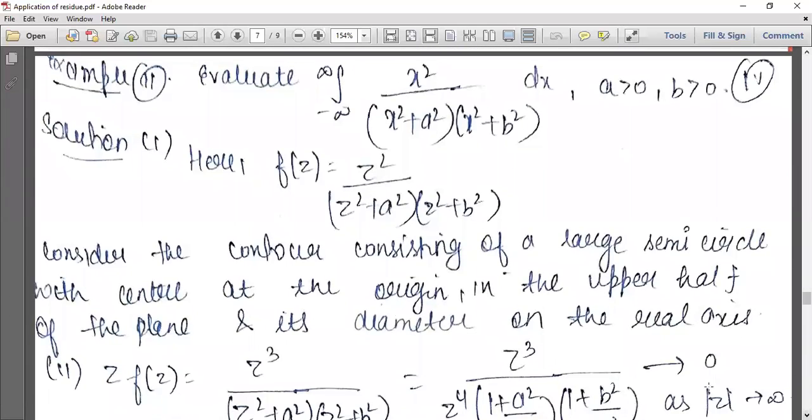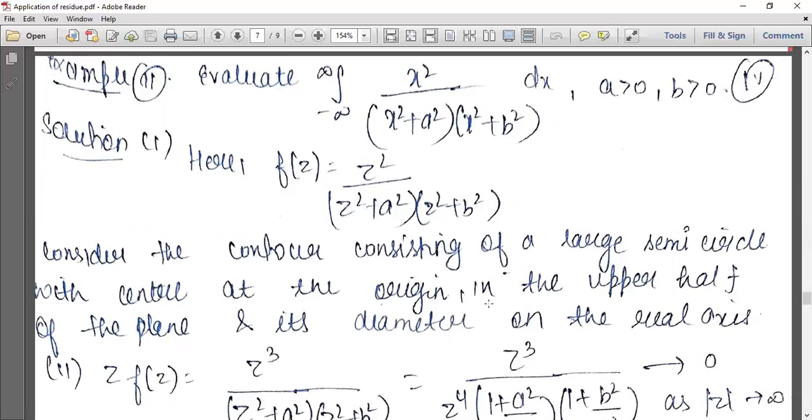So let's have one more question of this second type, which is: evaluate the integral from minus infinity to infinity of x square divided by (x square plus a square) into (x square plus b square) dx, where a and b are both positive constants. Again, your f of z is z square divided by (z square plus a square)(z square plus b square). Now again, your contour is the large semicircle with center at origin in the upper half plane and its diameter on the real axis.